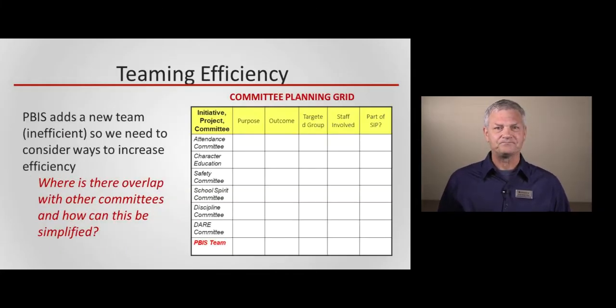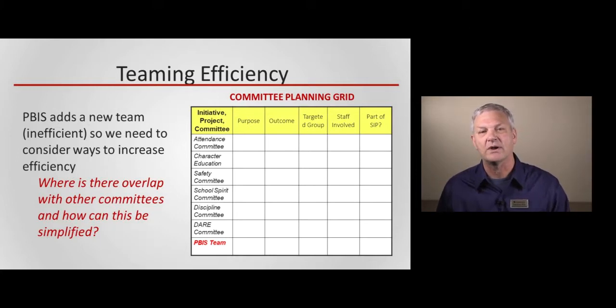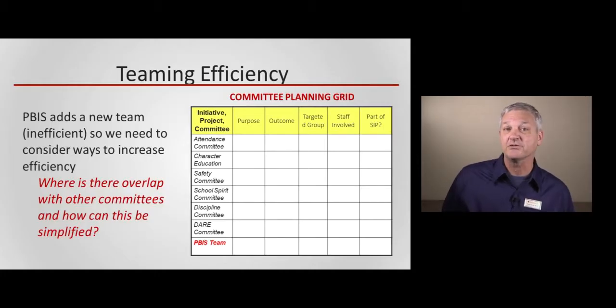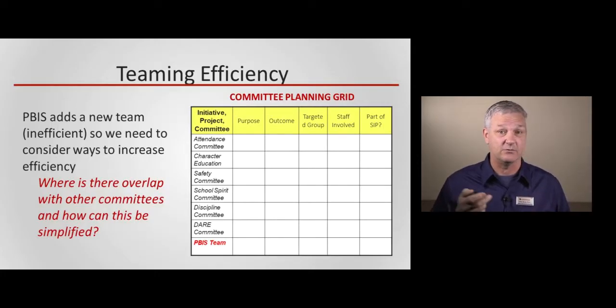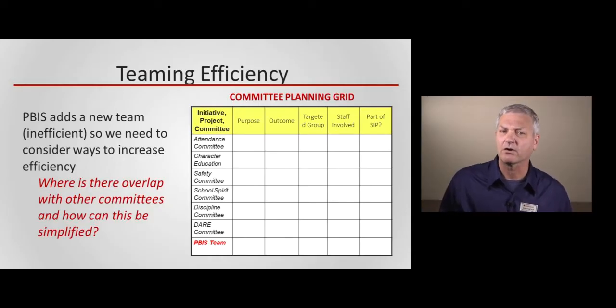So here's an example. A lot of times when you start thinking about adding a PBIS team, it's just one more team, one more meeting. So one way to think about this is to look at this committee planning grid and think about what committees you already have. Now start thinking, where could we pull from other committees to use on this? For instance, maybe your safety committee is talking about things that fit with PBIS, and maybe your discipline committee completely overlaps with the PBIS committee. It may be that you can pull tasks from other committees or even combine or get rid of some committees to work smarter, not harder.